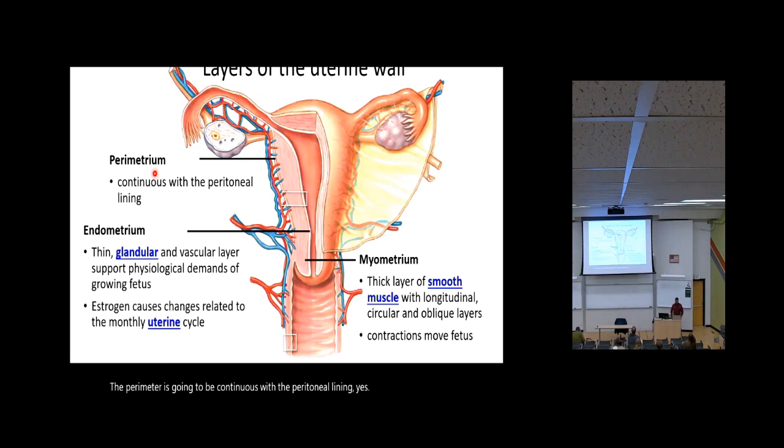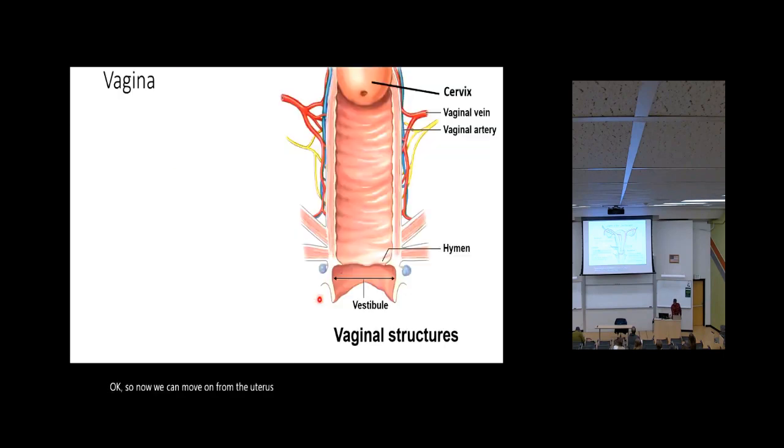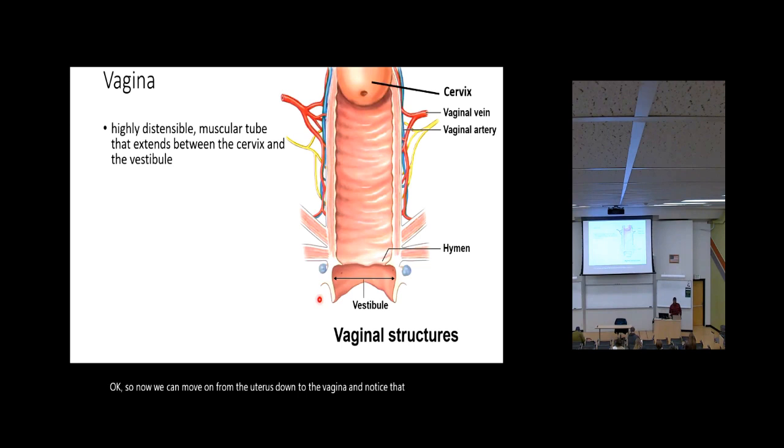Yes, it is the myometrium which contracts and relaxes. Okay, so now we can move on from the uterus down to the vagina. And notice that even the vagina is a muscular tube. It's highly distensible, and it's going to extend all the way from the cervix down to this region known as the vestibule, and the vestibule will lead to the external genitalia.